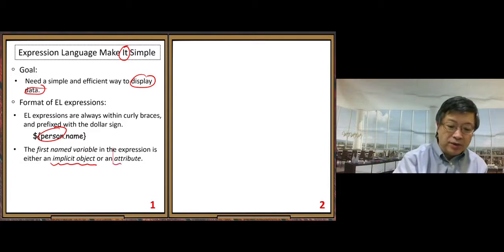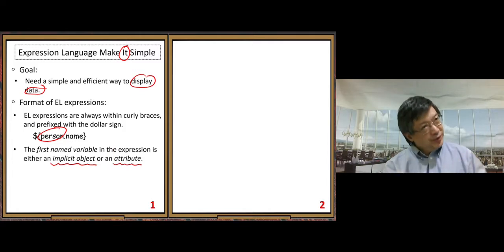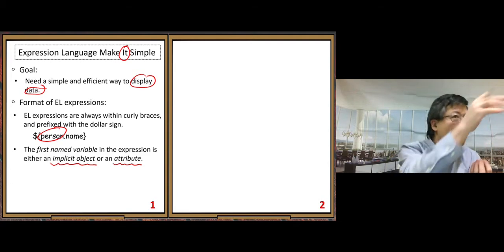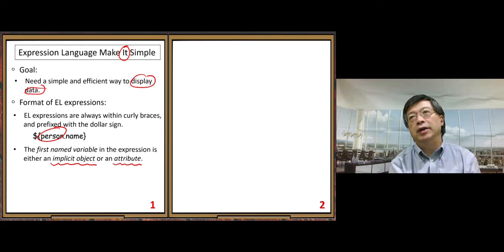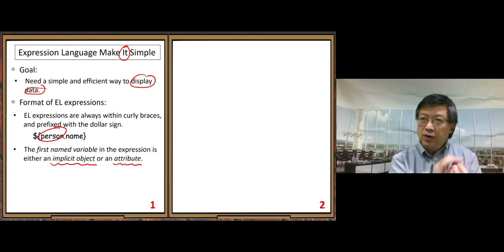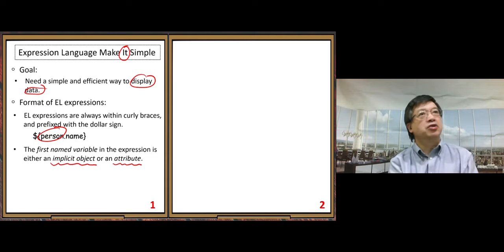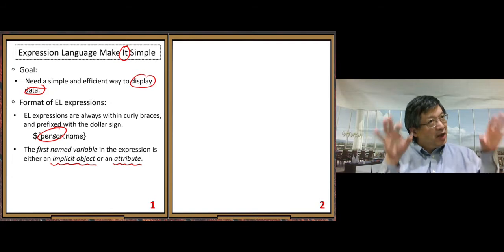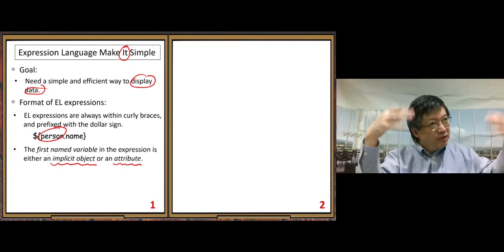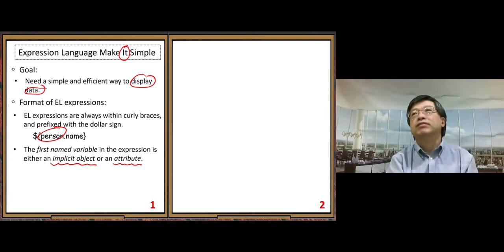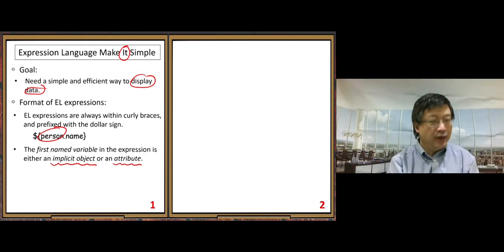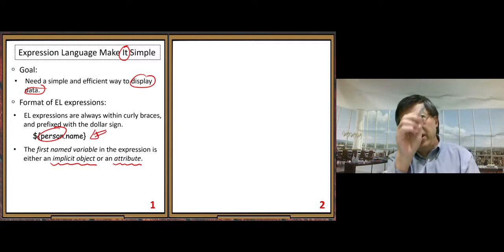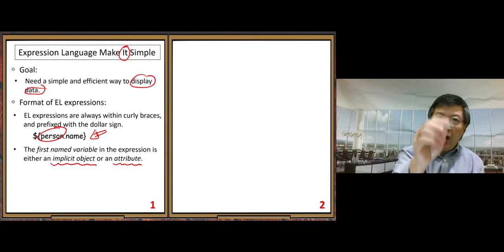The second case is an attribute. You store your data as attributes in some scope. It could be page scope, request scope, session scope, or application scope. 4 different JSP scopes. So if your data comes from those 2 places, you can use this EL expression to display it in a quick, simple, straightforward, logical way.